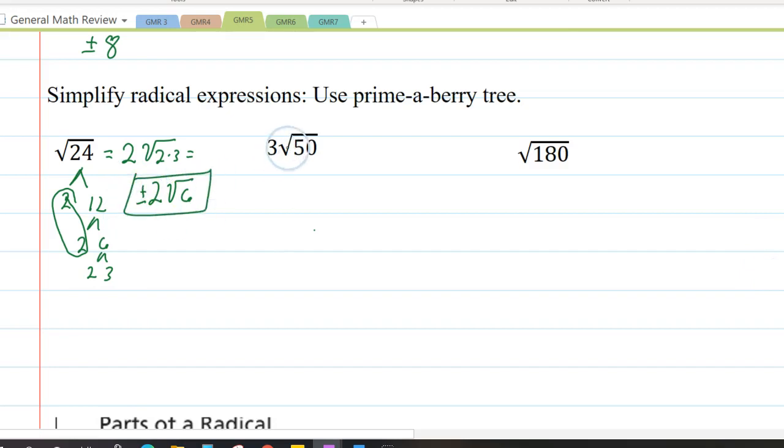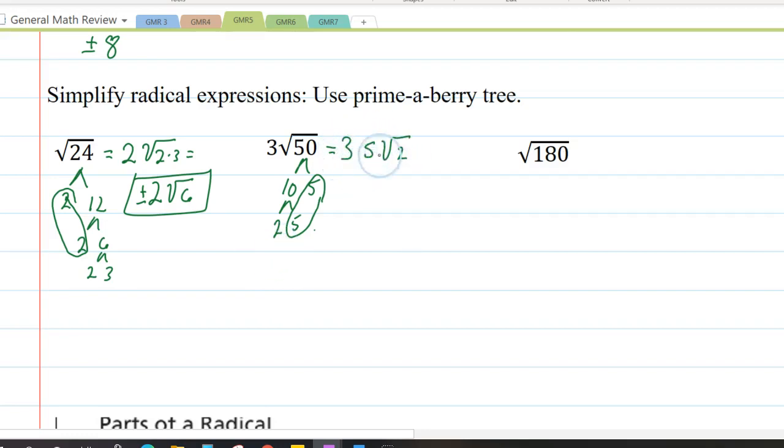Next, I have a 3 already outside the house. So I'm going to go ahead and write him outside the house. And we'll come back to him. Right now, the square root of 50. 50 has a 0 at the end, so I know that breaks into 10 and 5. 10 breaks up into 2 and 5. The 5s can come out of the house because they have a buddy. So I write the 5 outside the house. The 2 does not have a buddy, so he needs to stay inside the house.